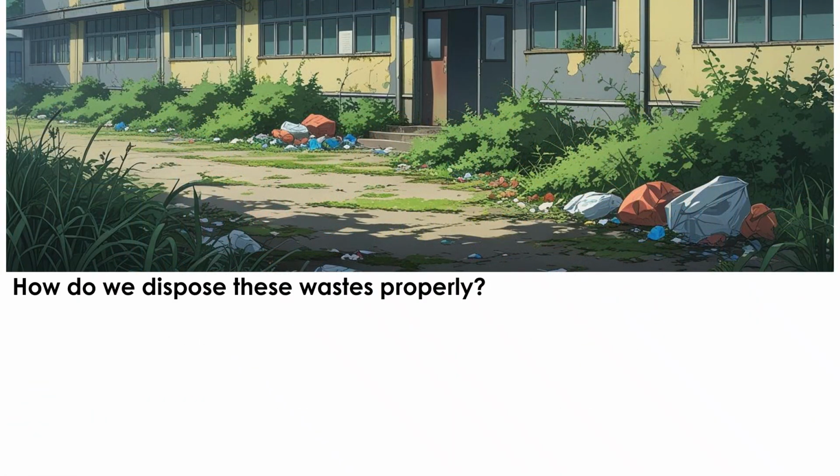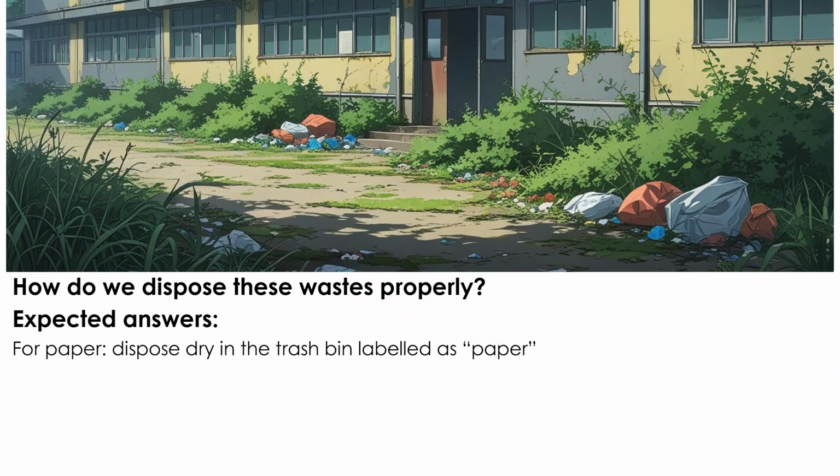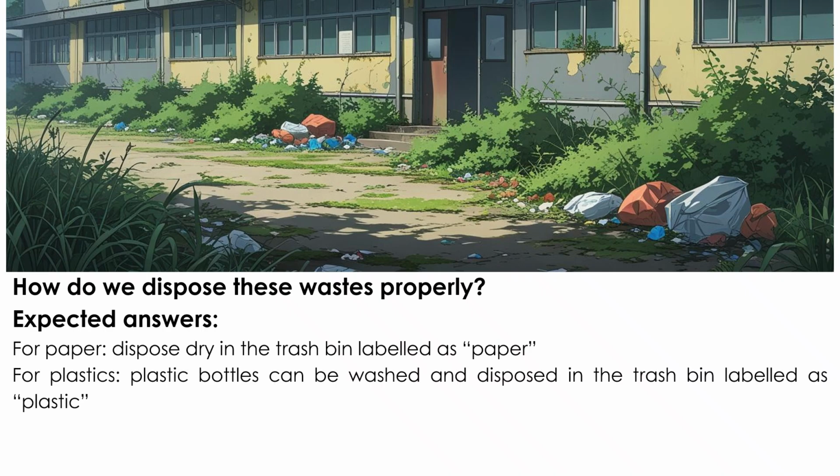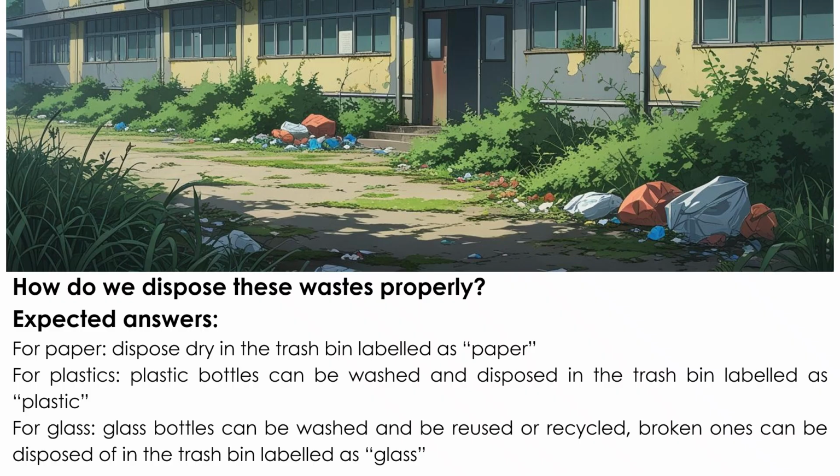How do we dispose of this waste properly? Expected answers: For paper, dispose of it dry in the trash bin labeled as paper. For plastics, plastic bottles can be washed and disposed of in a trash bin labeled as plastic. For glass, glass bottles can be washed and reused or recycled. Broken ones can be disposed of in the trash bin labeled as glass.